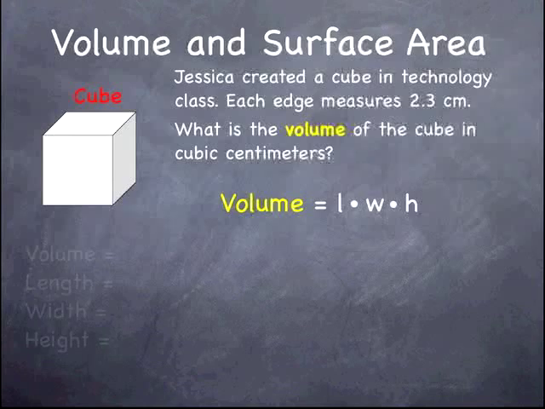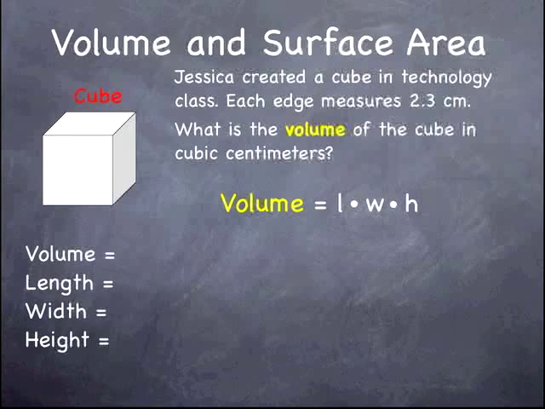The next thing that I like to do is make a little list of the things that are needed in order to solve for the volume. Obviously, since the question is asking for volume, we don't know what the volume is. Now, the question does say each edge measures 2.3 centimeters. Since this is a cube, we know that if one edge measures 2.3 centimeters, all of the edges measure 2.3 centimeters, and therefore the length, the width, and the height are all 2.3.